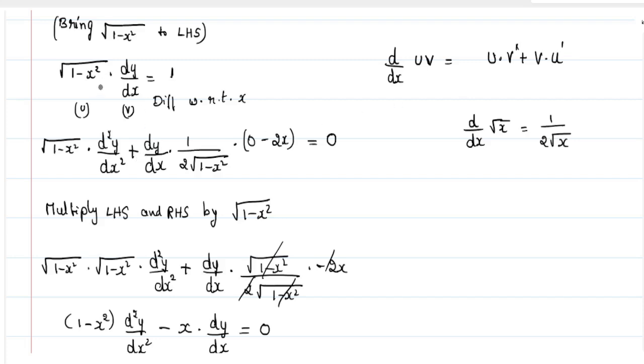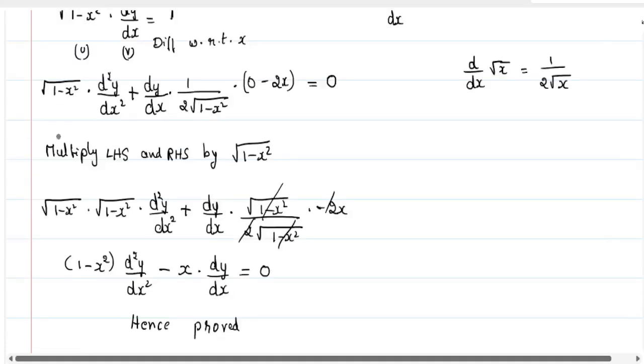V is dy by dx into u dash, that is d by dx of root of 1 minus x square is d by dx of root x is 1 by 2 root x. Same thing we apply here, 1 by 2 root of 1 minus x square. Then again differentiation of 1 minus x square is, differentiation of 1 is 0 minus of differentiation of x square is 2x equal to 0. Now we'll multiply both LHS and RHS by root of 1 minus x square.